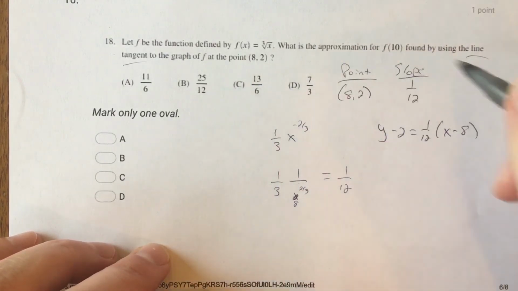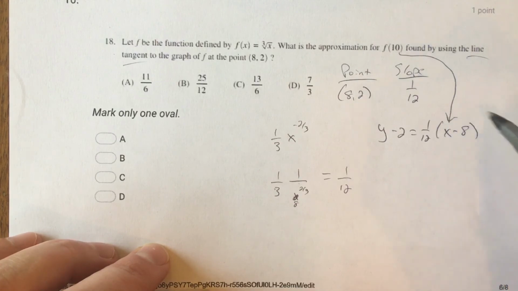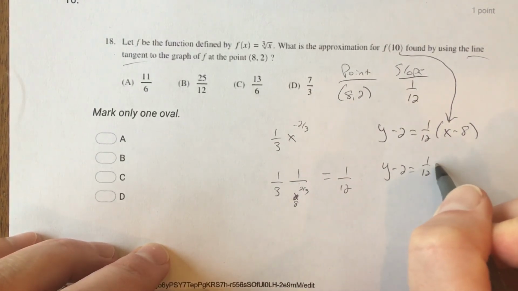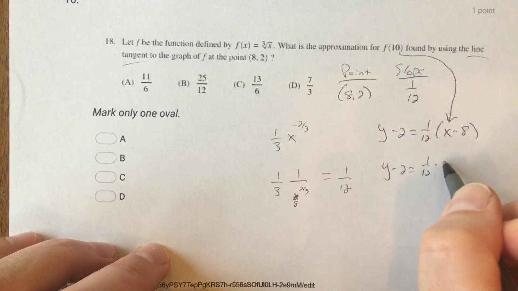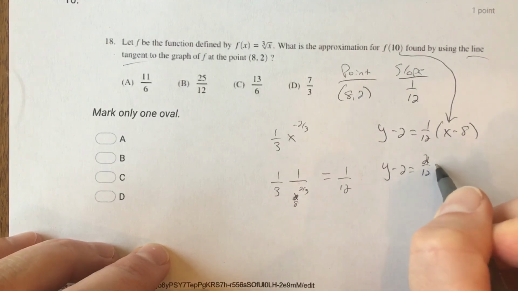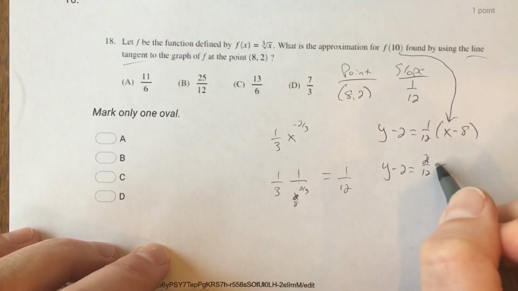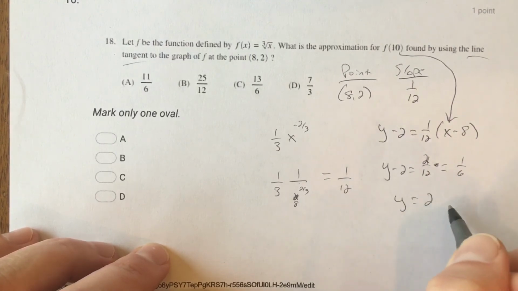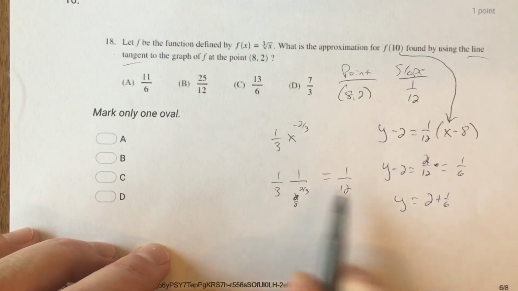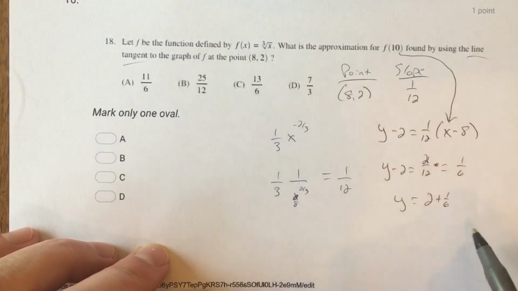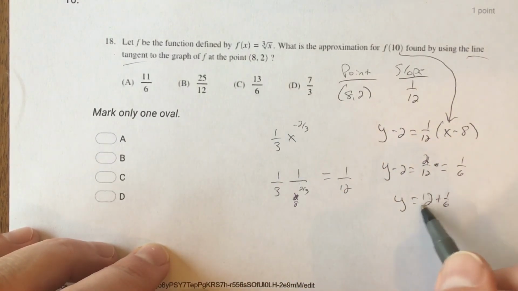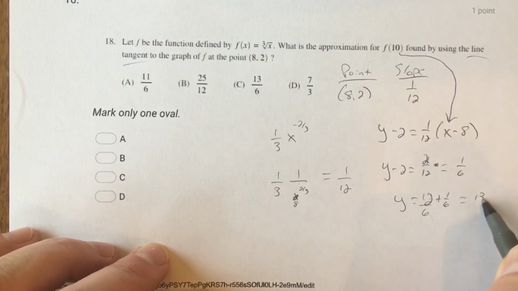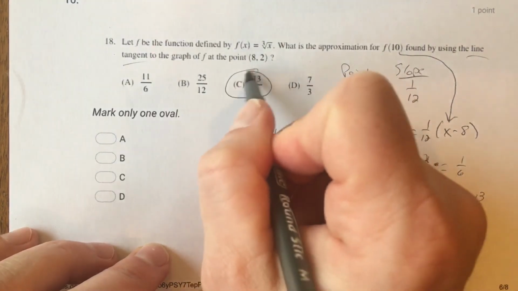All right, we're trying to approximate f of 10, so we're going to put that in. I'm going to get y minus 2 equals 1/12 times 10 minus 8, so times 2. Which really is 1/6. So when I add, I'm going to get 2 plus 1/6. 2 and a 6 isn't there, but if you just make that 12/6, 12/6 plus 1/6 is equal to 13/6, and that's option C.